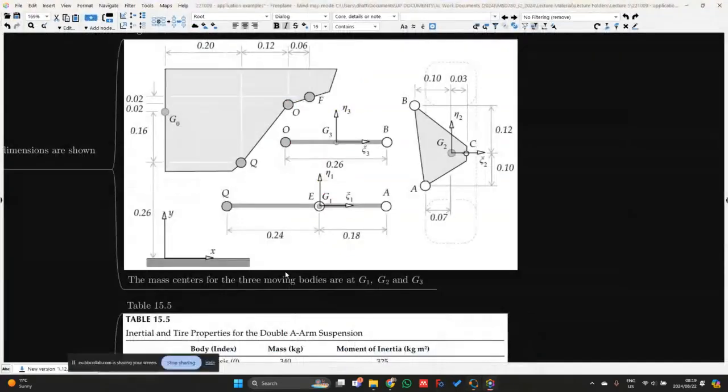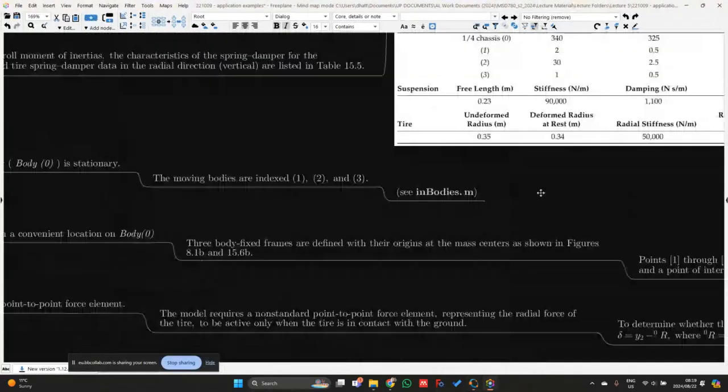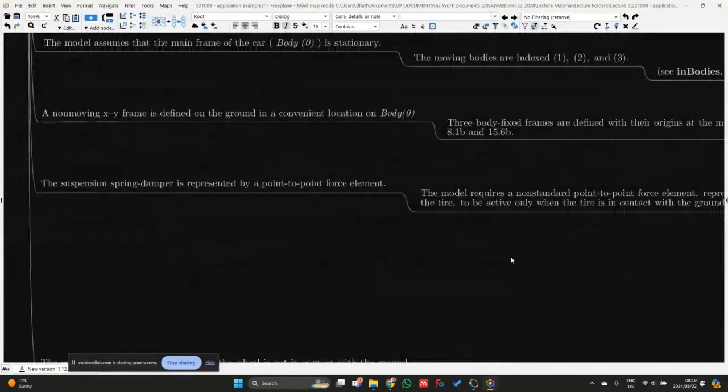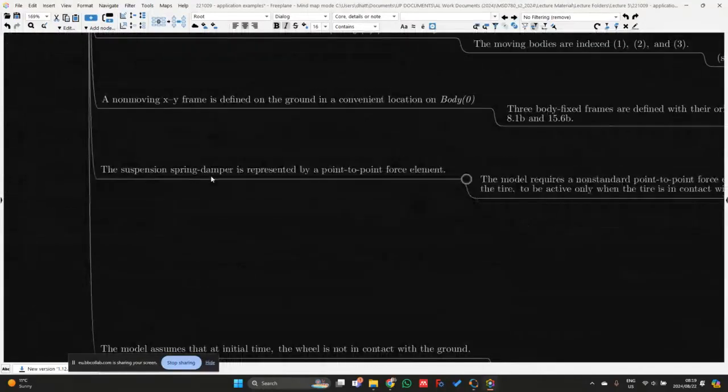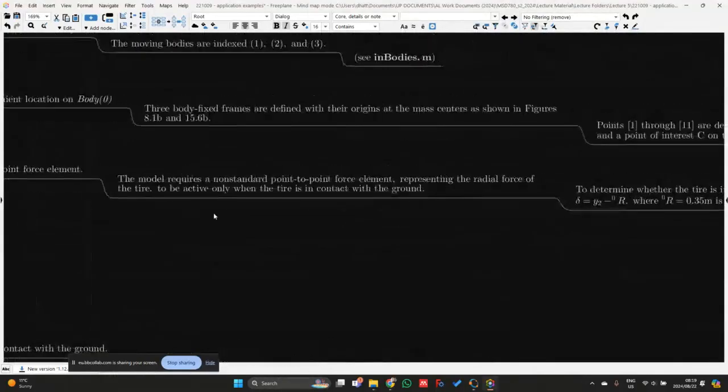Okay, so then once that is done, we can go to the next point, which is the suspension spring damper, which is represented by a point-to-point force element. The model requires a non-standard point-to-point force element representing the radial force of the tire to be active only when the tire is in contact with the ground. So if it's not in contact, we expect that there's no deformation of the actual tire. So in that case, we're not going to have any spring or damping effects caused by the tire.